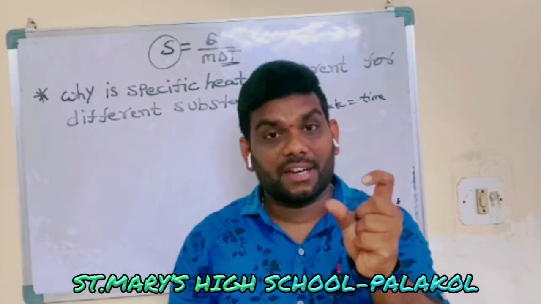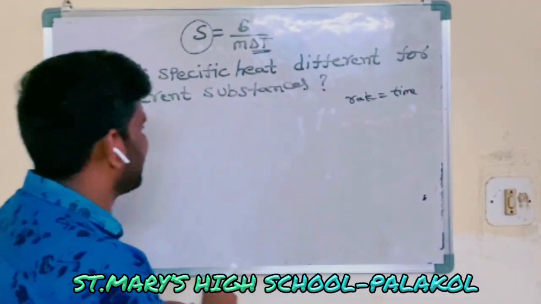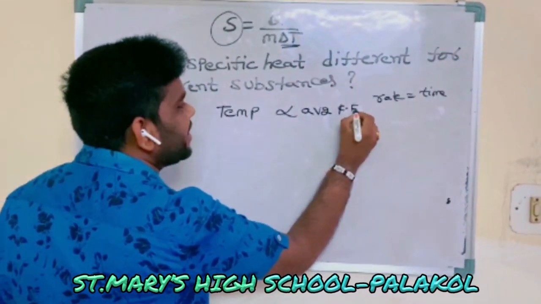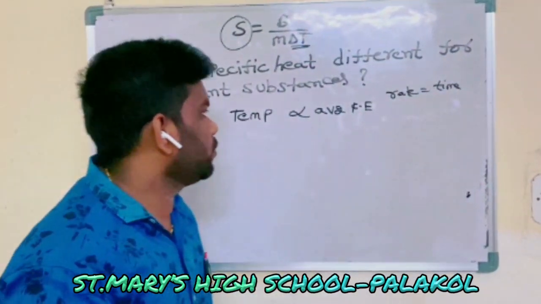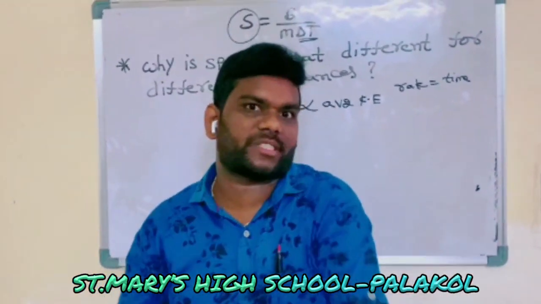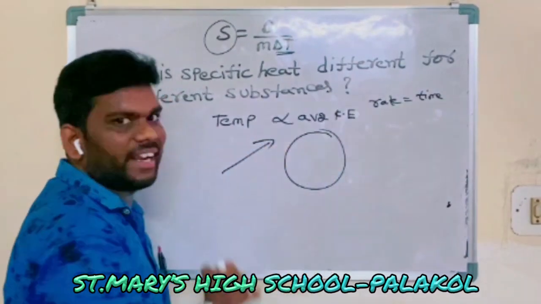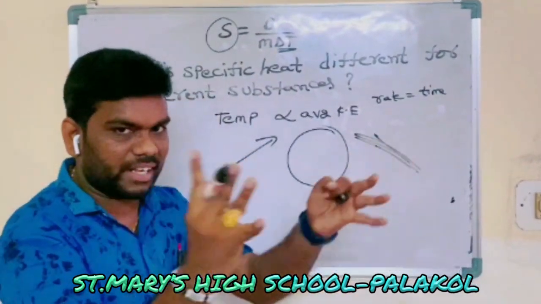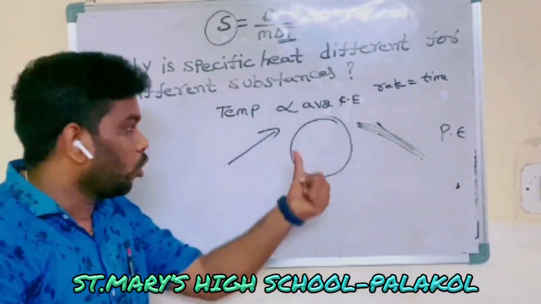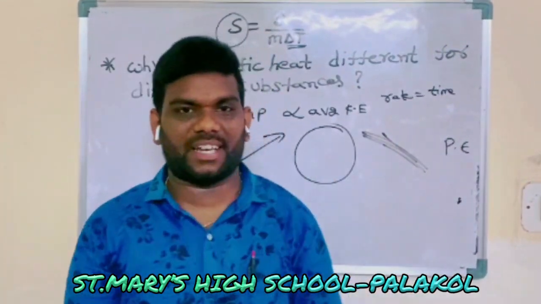So what is that? Temperature is directly proportional to average kinetic energy of the molecules. Yes, temperature is directly proportional to average kinetic energy. So in this system, molecules have different forms of energy. One is linear kinetic energy, rotational kinetic energy, vibrational kinetic energy, and potential energy.